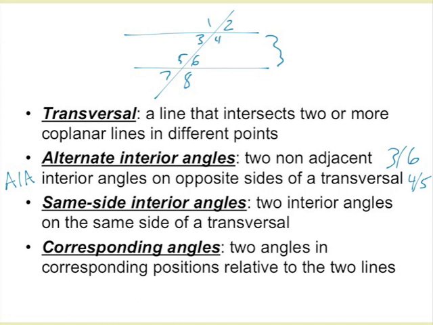Our next special angle pair here are called same side interior angles. I call them SSIA. Same side interior angles. They are two interior angles, so again we're talking about the angles in the middle of the lines on the same side of the line that cuts across. So 6 and 4 would be a pair. And 5 and 3 would be another pair.